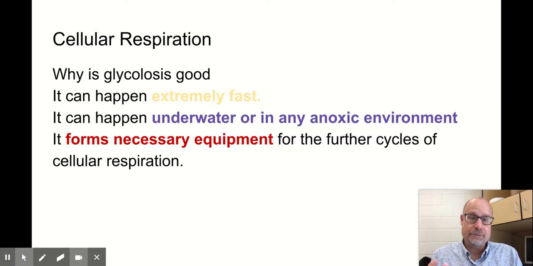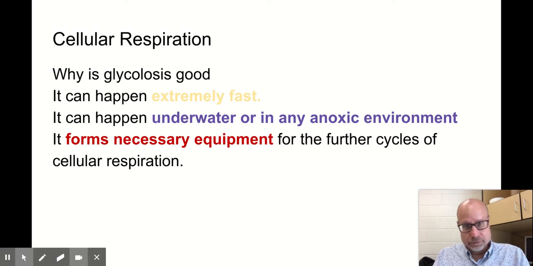Secondly, it can happen in an anoxic environment. Remember, we said that the rest of cellular respiration, the Krebs cycle and the electron transport chain, require oxygen in order to occur. In terms of glycolysis, you can be underwater. You can be not having oxygen, and nevertheless, glycolysis can occur. You can pop yourself back out of the water, move to save yourself, hold your breath, et cetera.